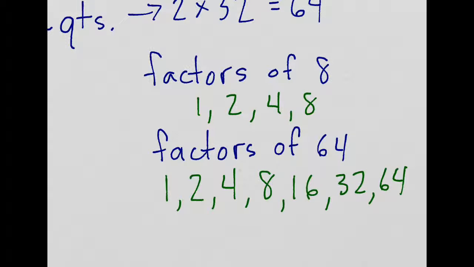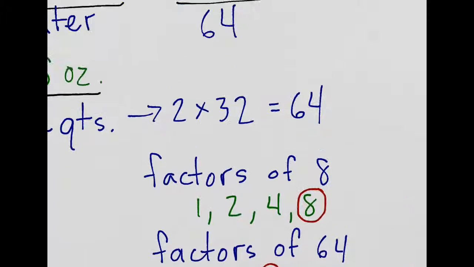Now, I want you to look at those two lists of factors, and a lot of times you don't have to write this down, but it's good to understand it. There's one number that's on both lists. Actually, four numbers that are on both lists, but there's one number that is the biggest number that is on both, and that is 8. 8 goes into 8 and 8 goes into 64, and it's the largest number on both lists.